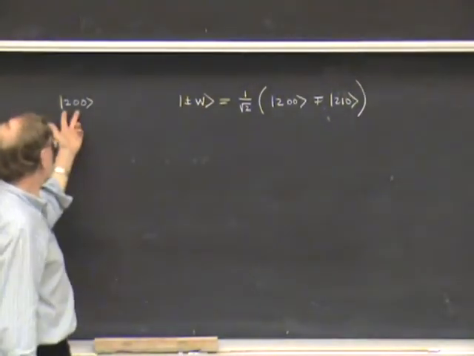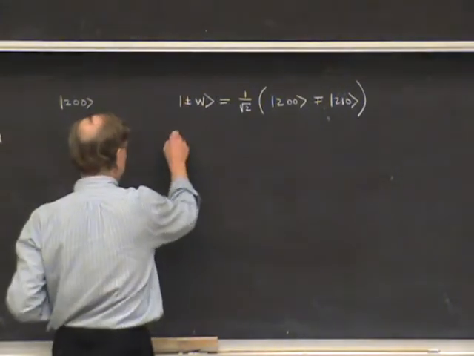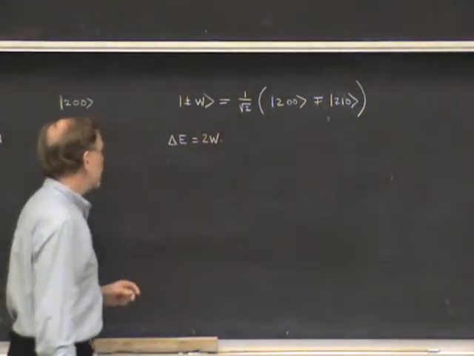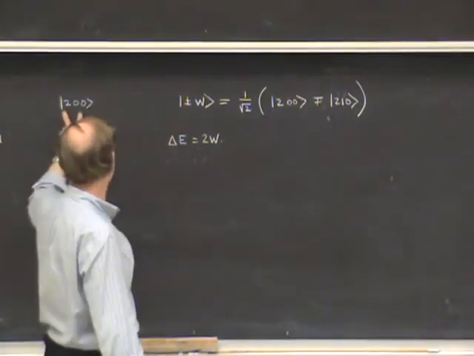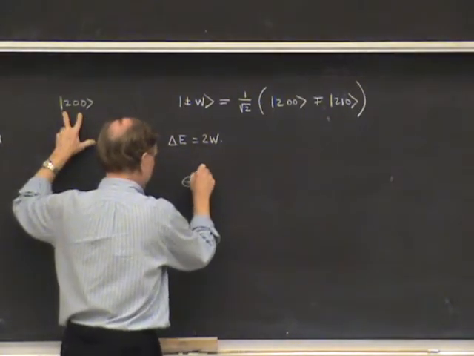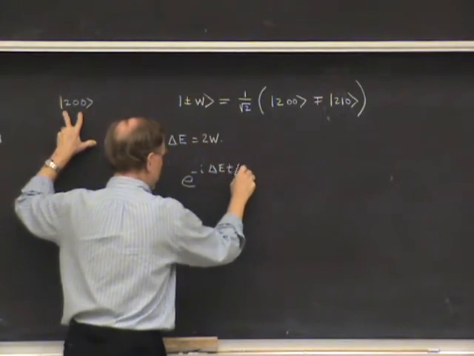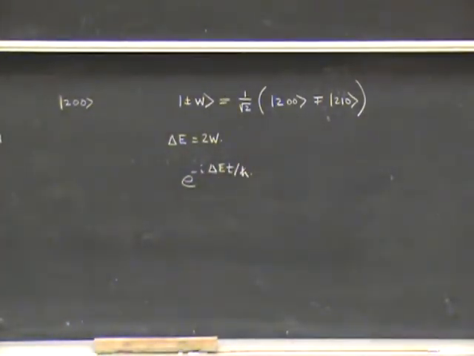It's a linear combination of plus W and minus W. But those two components don't evolve at the same frequency because they have different energies. There's a delta E, the energy between the two, which is equal to twice W. And so if you look at the relative time evolution of the two components, plus and minus W, of this state, it goes by e to the minus i delta E t over h bar. And the result of this is that you get an oscillation in probability between the 2s and the 2p. It swings back and forth between these two as a function of time.